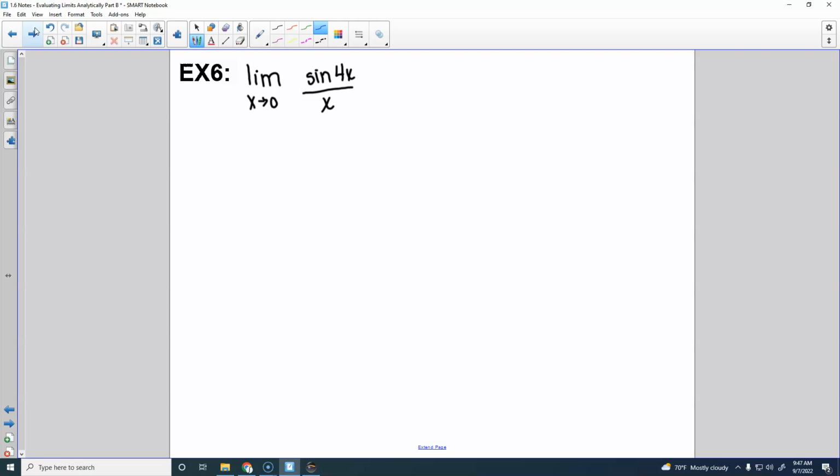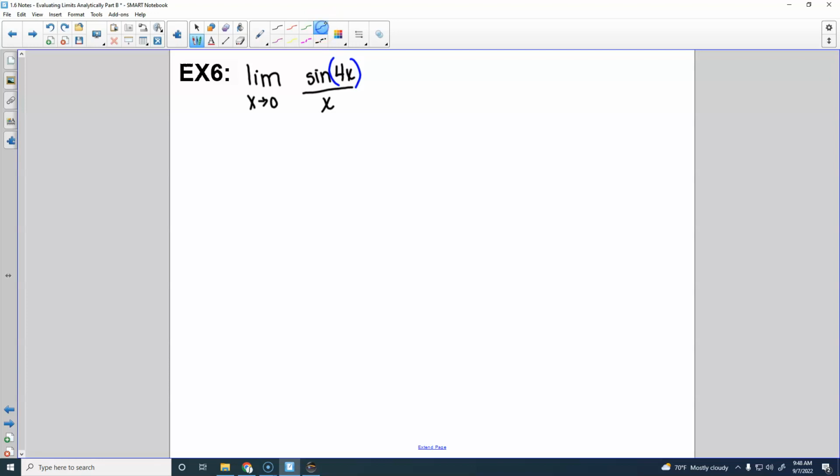Okay, so this looks a little bit like example 4. In example 4, we had a 7x in the denominator. This time we've got a 4 in the numerator, but it's inside of our sine function. So is it okay to just pull that out? We cannot do that mathematically. That is not possible. So we're going to have to treat this a little bit differently.